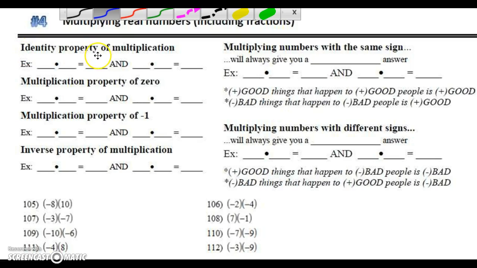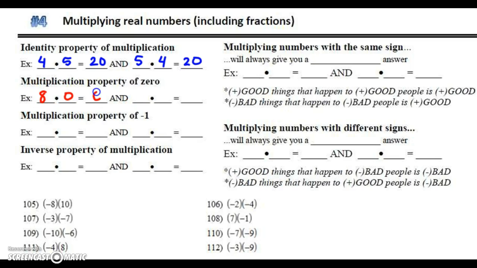The first one's the identity property of multiplication. Basically, you can take, for example, the numbers 4 times 5, and you get 20. And you can also take 5 times 4 and get 20. So it doesn't matter the order, is pretty much what this property is. Multiplication property of 0: say you take 8 times 0, you get 0, and 0 times 8, you get 0. So any number times 0 is going to get you 0.